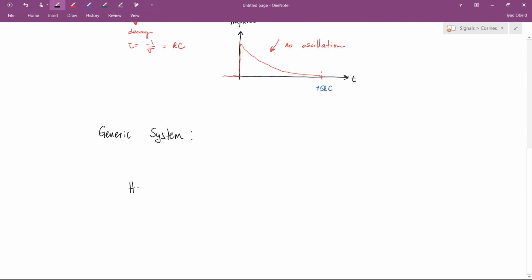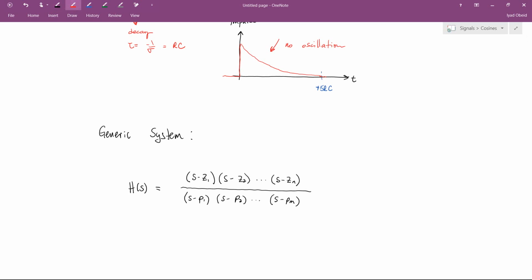H of S equals, now in the numerator we're going to have S minus zero 1, S minus zero 2, and in fact you could have as many of those terms as you want, all the way up to S minus zero n, let's say we have n zeros. And in the denominator, you would put your poles: S minus pole 1, S minus pole 2, dot, dot, dot, times S minus however many poles you have.